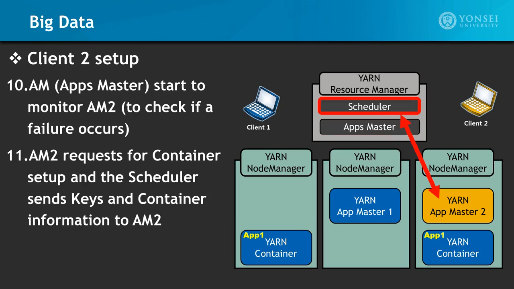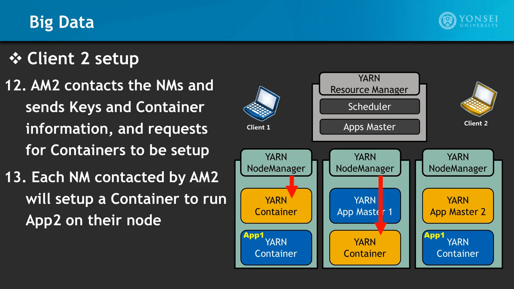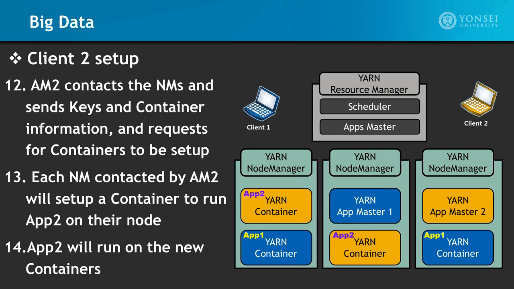App master 2 requests for container setup, and the scheduler sends key and container information to app master 2. App master 2 contacts the node managers and sends keys and container information to request for containers to be set up on their nodes. Each node manager contacted by app master 2 will set up a container to run app 2 on their node. App 2 will run on the new containers.